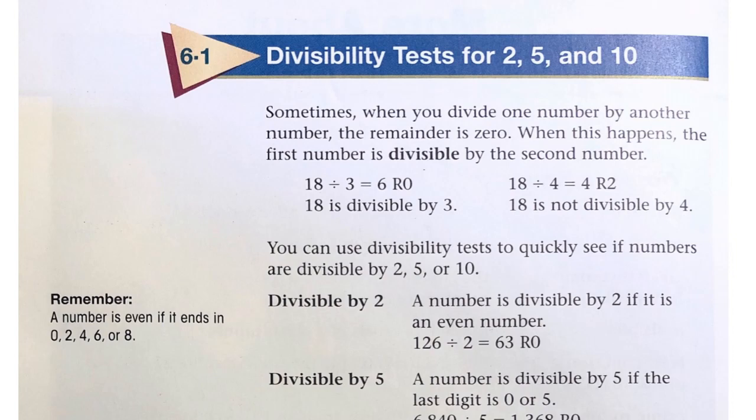Basic Math, Chapter 6, Section 1. Divisibility tests for 2, 5, and 10. Sometimes when you divide one number by another number, the remainder is 0. When this happens, the first number is divisible by the second number. And divisible means when you divide one number by another number and the remainder is 0.